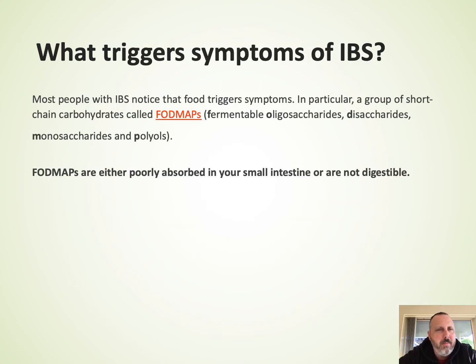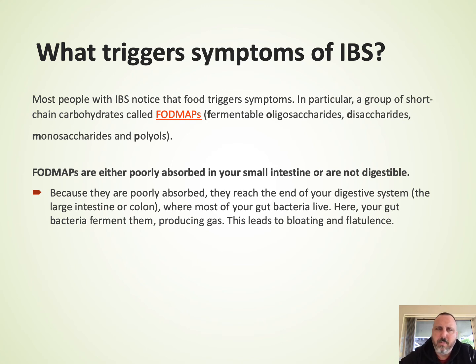Okay, so what triggers the symptoms of IBS? Most people that have irritable bowel notice that different foods or certain foods trigger the symptoms. So in particular, most commonly a group of short-chain carbohydrates called FODMAPs. Okay, so that stands for fermentable oligosaccharides, disaccharides, monosaccharides, and polyols. So those types of foods are either poorly absorbed in your small intestine or are not digestible for the individual.